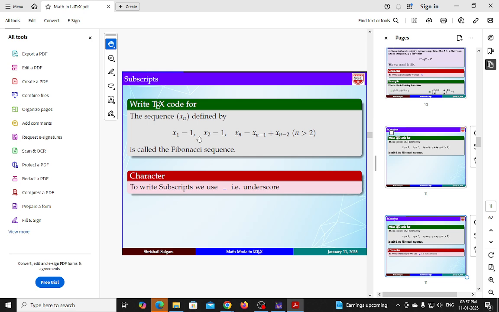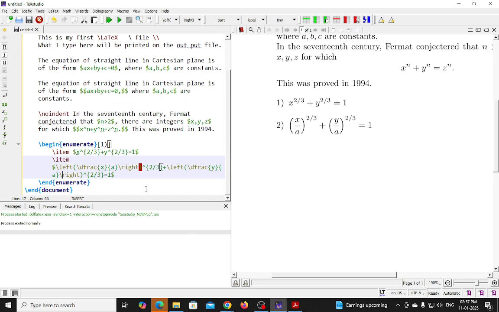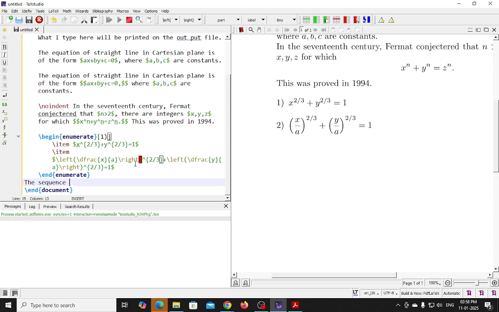Now these suffixes can be obtained by using the underscore character from your keyboard. And again the same explanation: if more than one character is to be included as a subscript, you have to put them in curly brackets, start bracket and end bracket. Suppose I will type this equation. After enumerate, I will type the sequence. Now you have to shift to the math mode. The sequence, just one second, I will compile because I am getting red in some bracket.